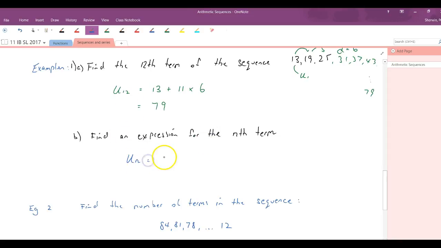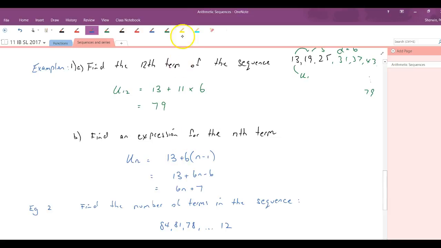So un equals u1, which is 13, so we can put that in there. N, we don't know what n is, so we're going to put n minus 1 there, and d is 6. All right, so this is 13 plus this 6. We can think of that 6 as just being there. It's got the same effect. We're used to seeing it there, though. That's why I wrote it there. 6n minus 6. And if we simplify this, we get 6n plus 7 as our nth term expression.